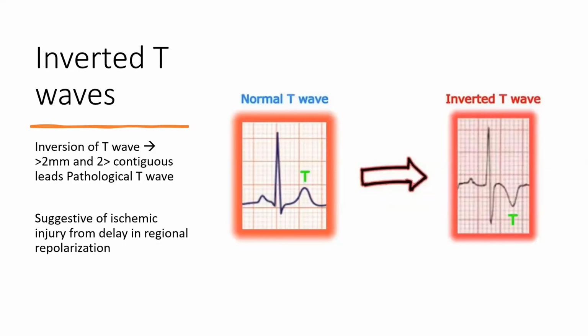So a normal T wave should be upright. Again, a positive deflection when it's repolarization should be up. If it's inverted, generally it's suggestive of an ischemic injury from a delay in the regional repolarization. And we can consider it pathological if it's in multiple leads, or 2 leads that look at the same area, and it's greater than 2 millimeters. So this here would be considered a pathological Q wave.